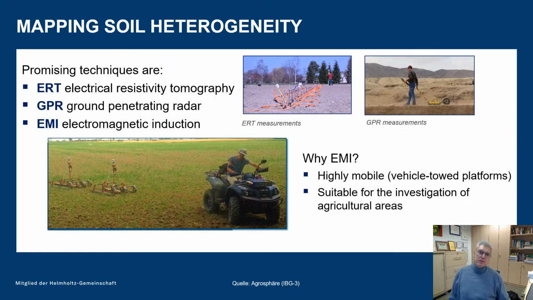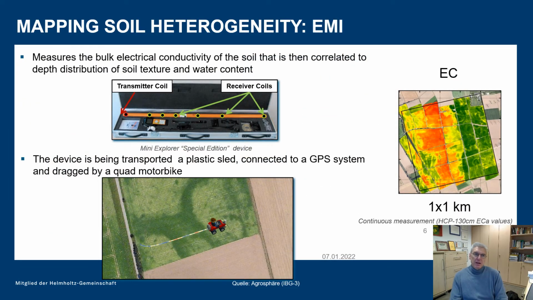Now, why use EMI? EMI has the possibility to be highly mobile. It can be towed by vehicles, and it has already proven experience in characterizing agricultural fields. As said, EMI typically measures the bulk electrical conductivity of the soil, and it then needs to be correlated to, for instance, the soil texture and the water content in the soil profile.